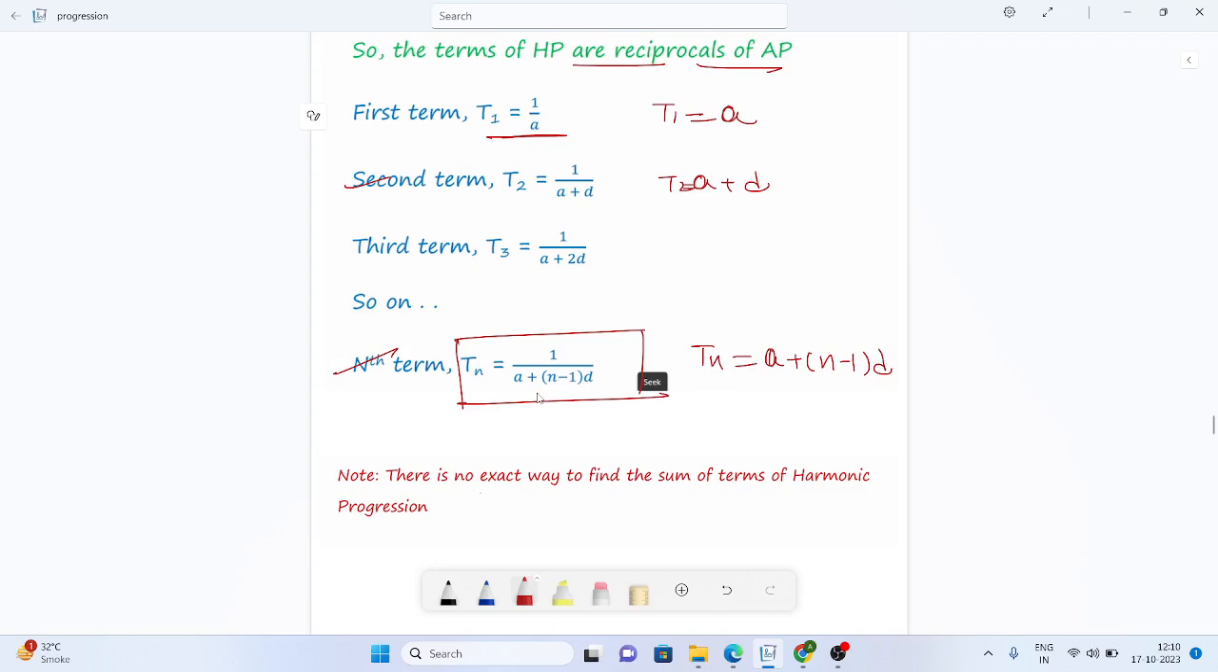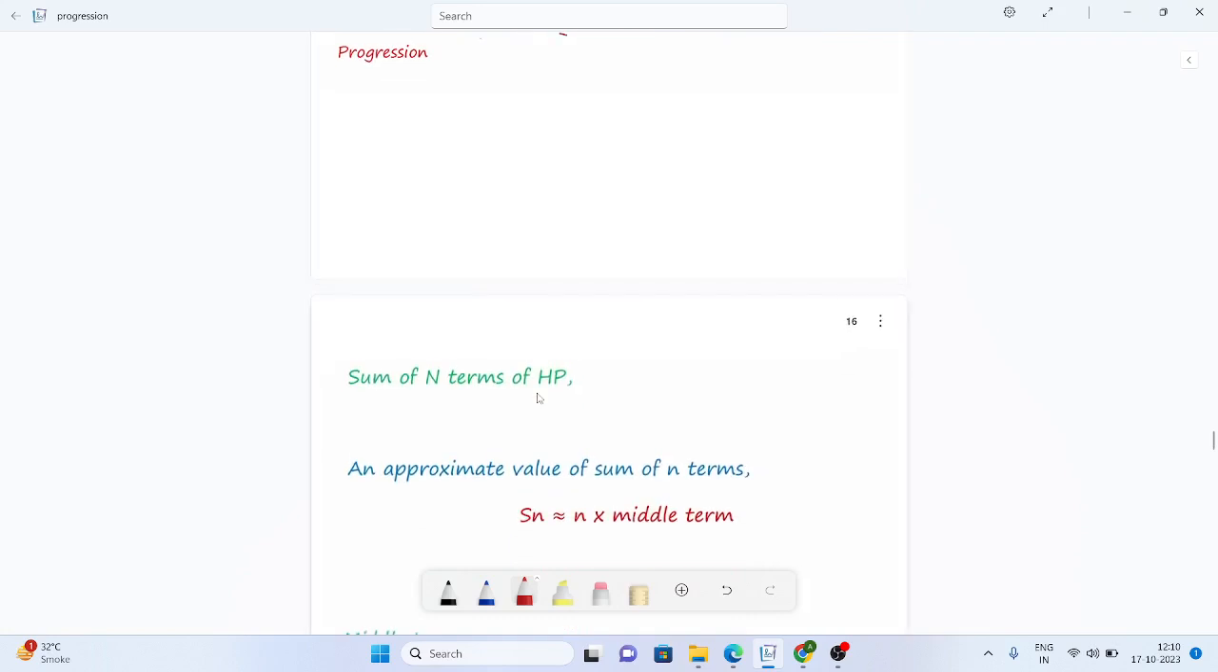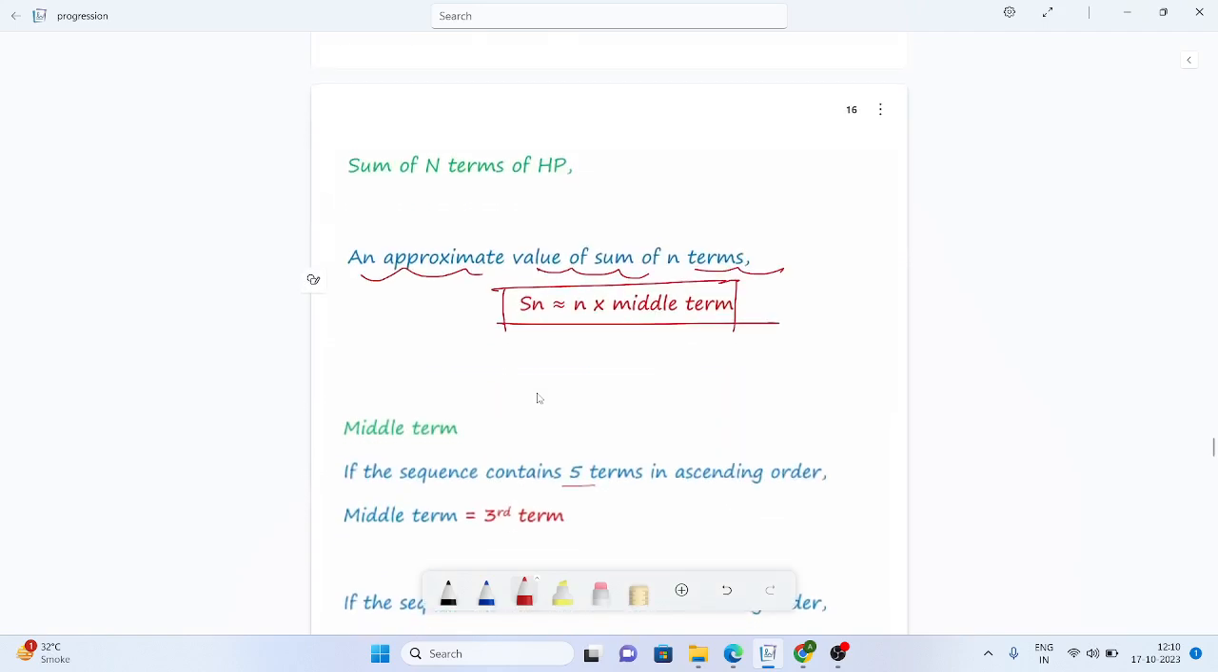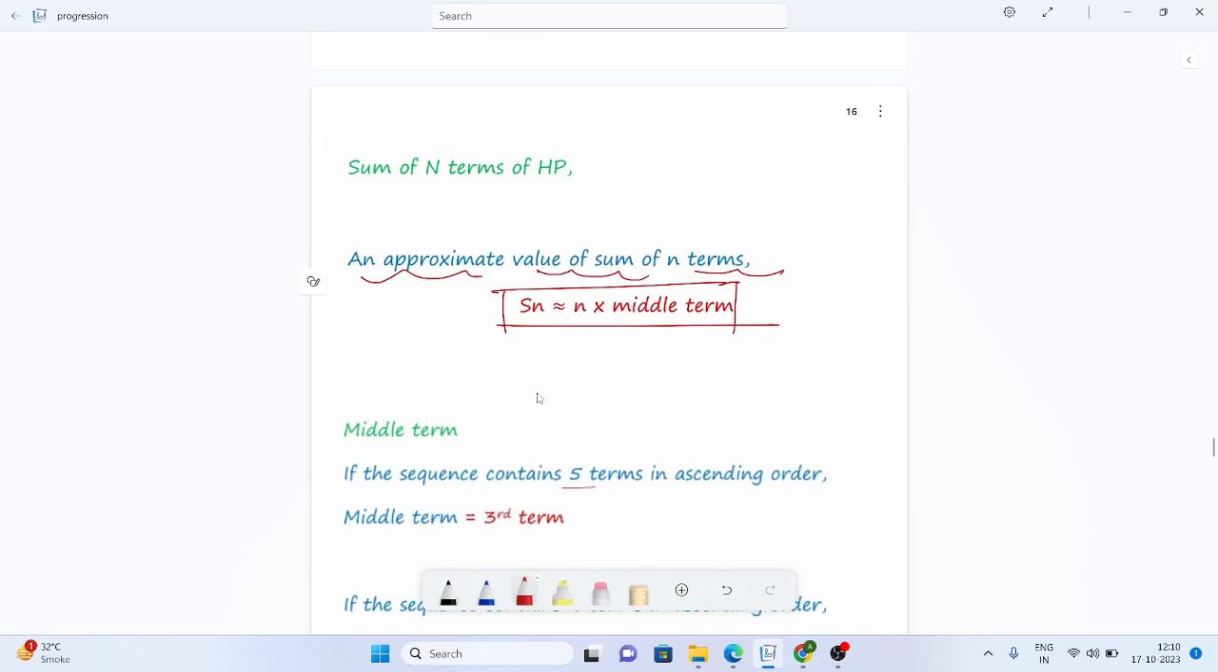So if I go to the formula of sum, there is no exact way to find the sum of terms of harmonic progression. So they always ask for an approximate value of the sum of n terms of HP. They always say in the question, find the approximate value of the sum of HP. They didn't ask for the definite value. Okay, so the formula is the same as AP: n into the middle term. What is the middle term?